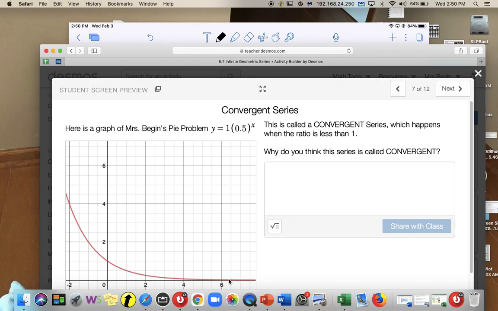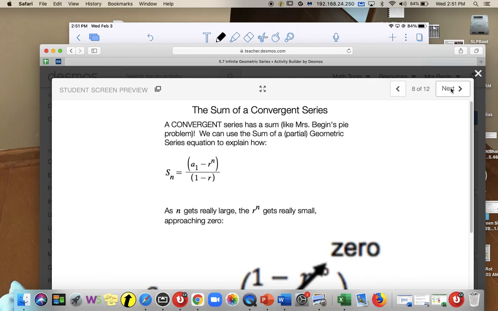And what happens is it's convergent because since these numbers approach 0, when we're adding the numbers together, eventually we start adding zeros and our number stays the same. So if we add zeros, which we can see that the numbers in our sequence would eventually go to 0, the sum would stay the same. A convergent series has a sum, like Mrs. Bajan's pi problem. So again, when we add up how much pi each day, eventually it's going to add up to that 1 whole pi.